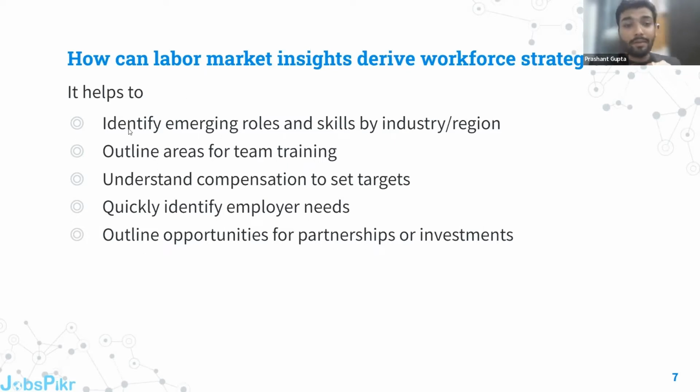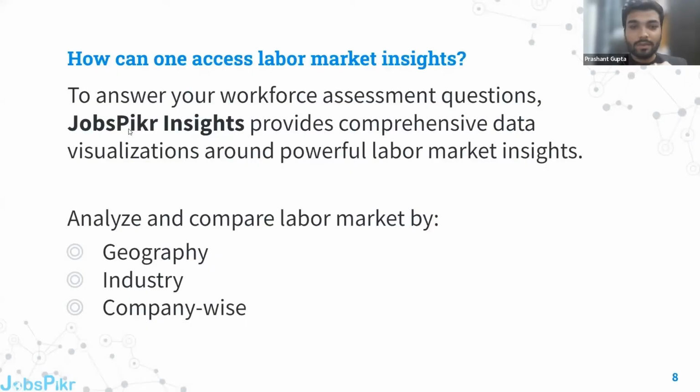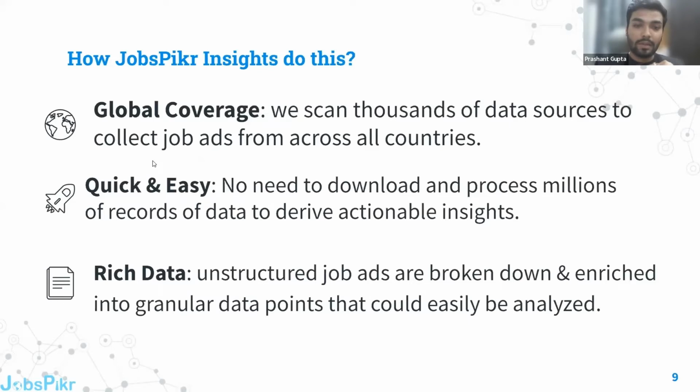But how can you access these insights? This is where JobsPicker Insights comes into the picture. We provide data visualizations based on jobs data. As my colleague Abhinav has mentioned, we cover more than 80,000 job sources. So using JobsPicker Insights, organizations can analyze and compare the demand side of labor market insights by geography, industry, and company. But how does JobsPicker Insights actually provide all these insights?